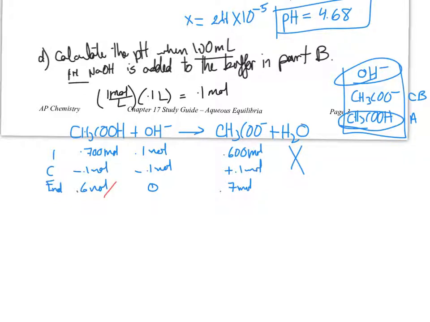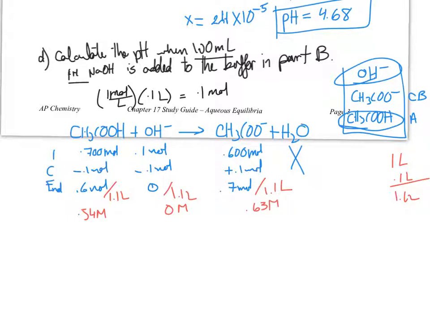I'm going to go ahead and divide by the total volume so I don't forget like last time. Let's see, my total volume, I have a liter of the buffer and I have 1/10 liter of the base. So my total is 1.1 liters. This is going to give me 0.54 molar. It's going to be 0 molar, and this is going to be 0.63 molar.